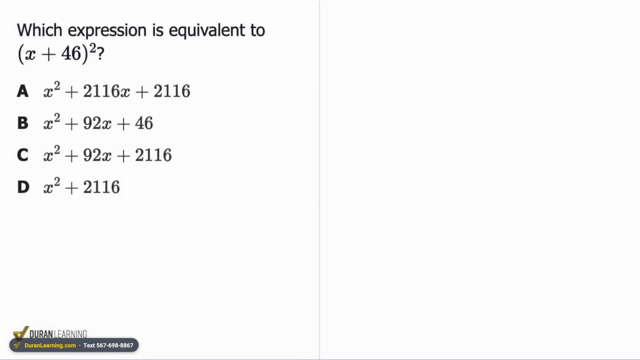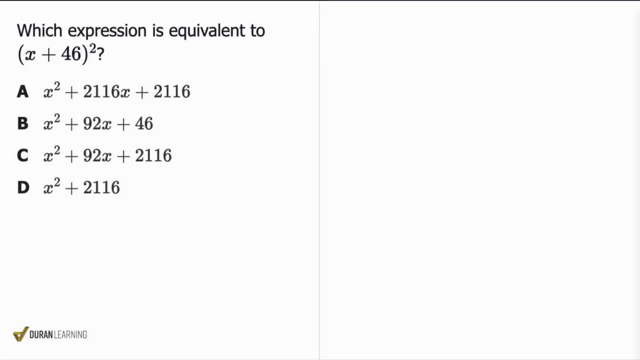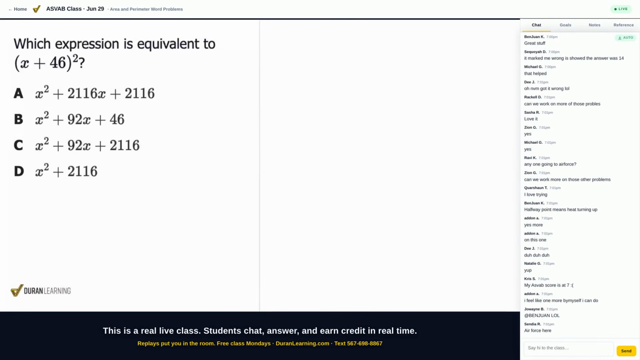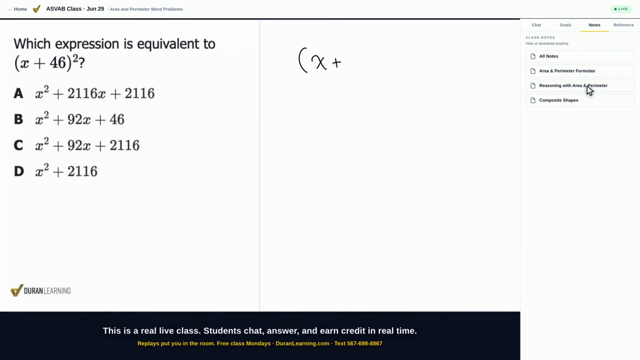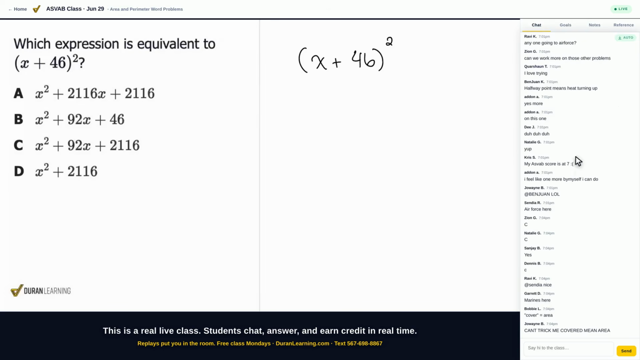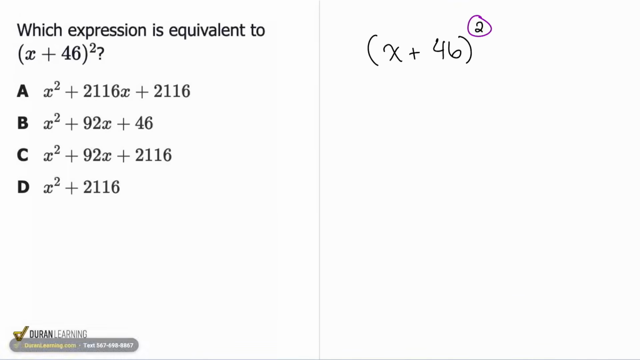Next up, we have which expression is equivalent to x plus 46 all squared. All right, so when we're handling business here, like I've said in previous questions, one of the biggest mistakes that people make is thinking that the square or the power of 2 just means, hey, we're going to take this and just square the x and square the 46 and we're done. And that's not the case, everybody. Remember, what we need to do is understand that we have x plus 46 times itself, times x plus 46. That's really what that means.